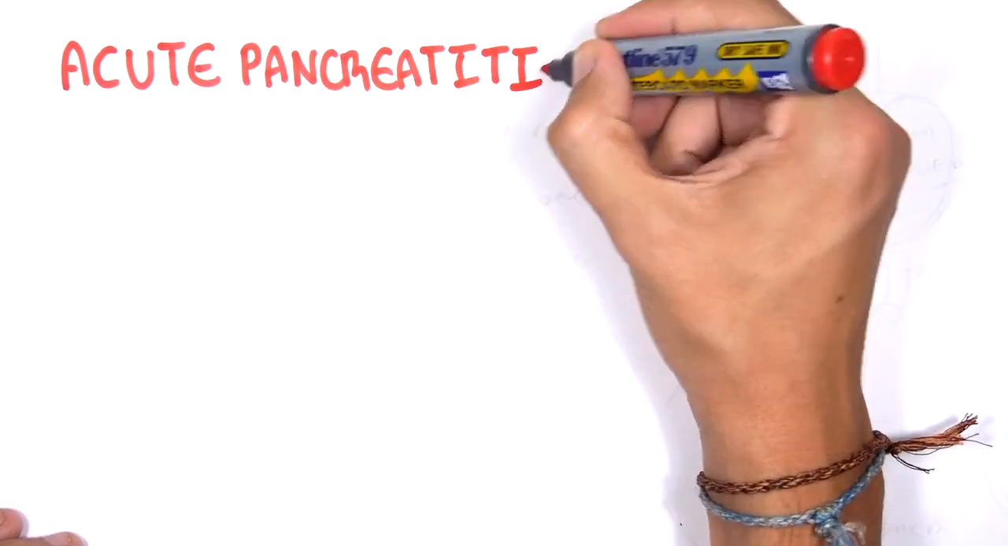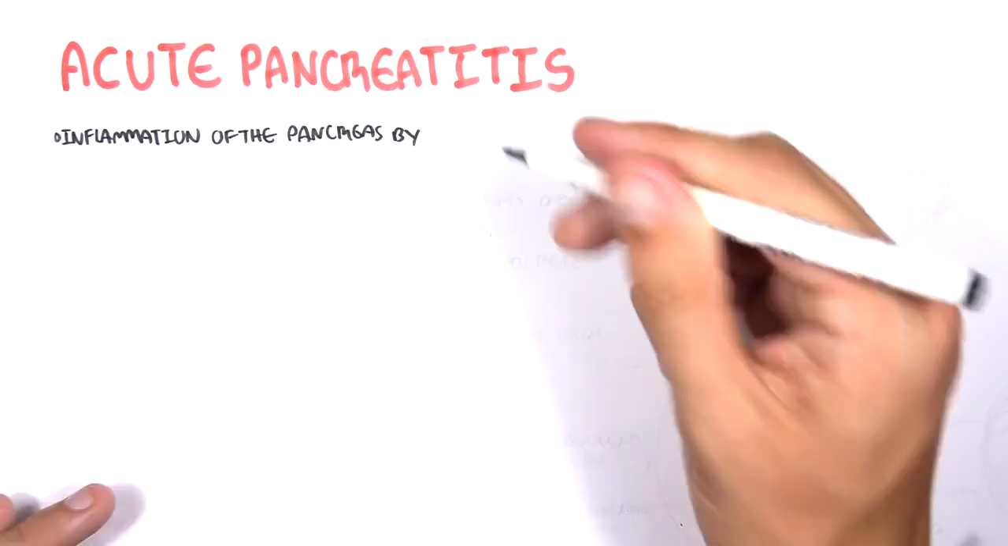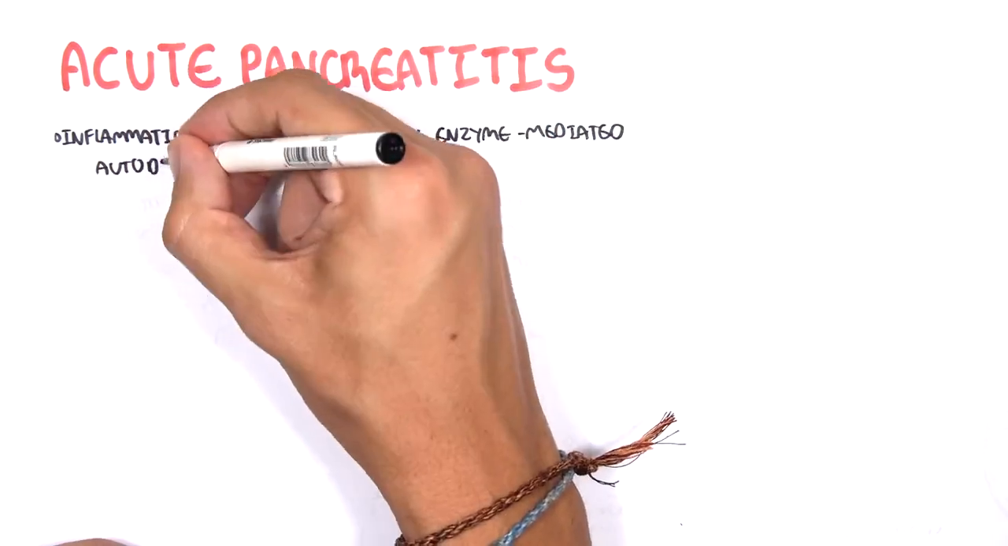In this video, we're going to look at acute pancreatitis. This is an overview and introduction. Acute pancreatitis is inflammation of the pancreas by enzyme-mediated autodigestion.